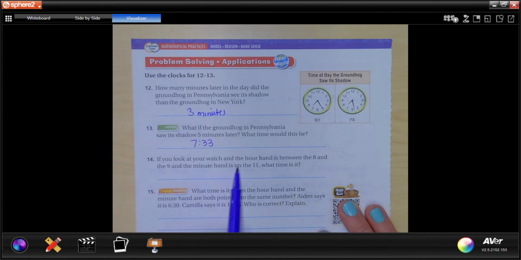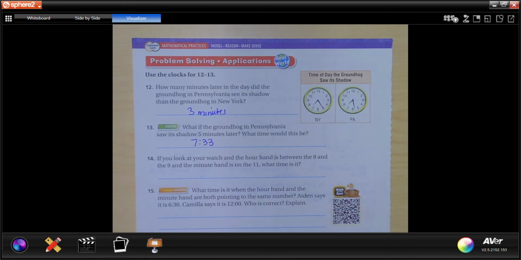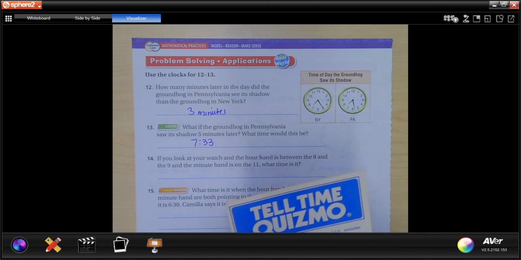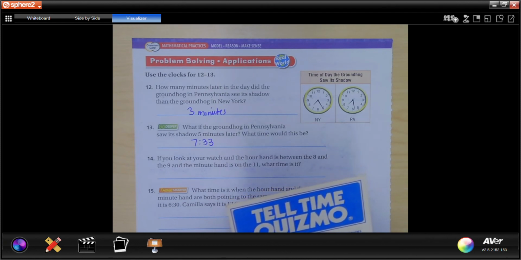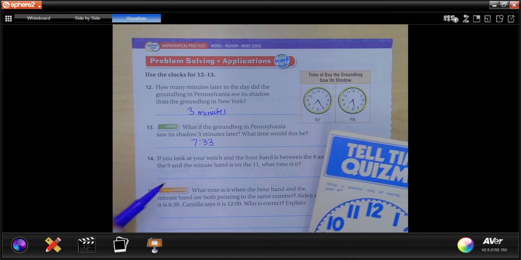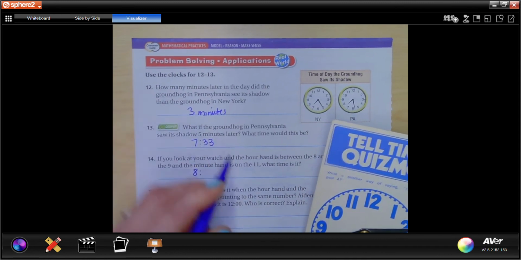If you look at your watch and the hour hand is between the 8 and the 9, and the minute hand is on the 11, what time is it? Okay, so the hour hand, the short one, is between the 8 and the 9, and then the minute hand is on the 11, so 5, 10, 11, it is between the 8 and the 9, so it's 8, 11.